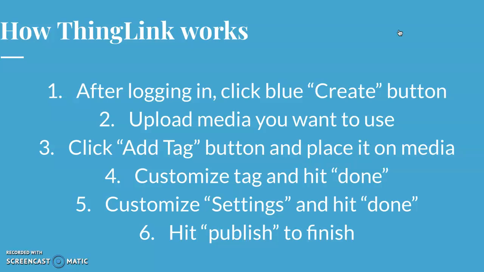Then you want to customize your settings. So go to your settings before you're done. Here you can change the color scheme to fit in with the theme of your ThingLink. You can select tag animation, which basically just makes your tag pulse and attract viewers to it. You can also add audio, which would play throughout the entire ThingLink. Then you want to hit done. Now you can edit this ThingLink anytime, which is really important to know. And then before you're finished, you want to publish it.